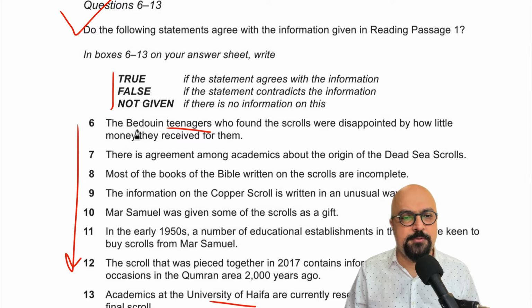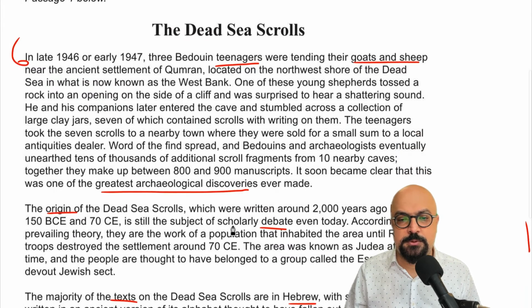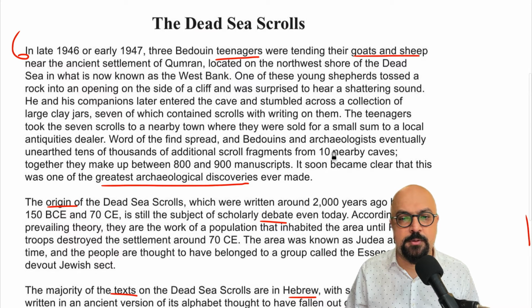Okay, so just as a sample, I'm going to do the first one. These teenagers who found the scrolls were disappointed by how little money they received for them. Let's check. So far, there's no mention of... Here. Teenagers took the seven scrolls to a nearby town where they were sold for a small sum to a local antiquities dealer.